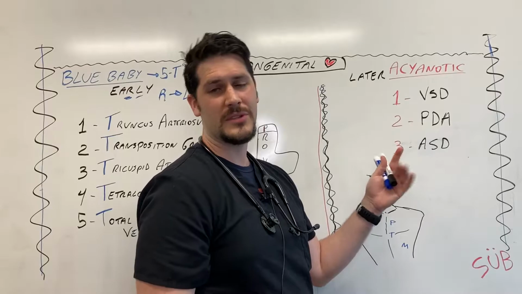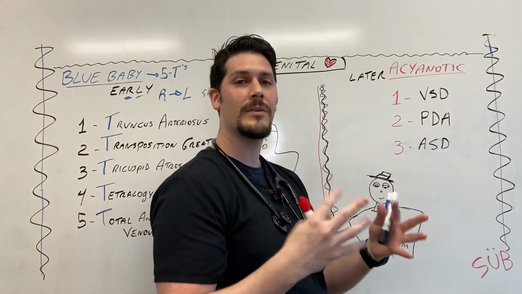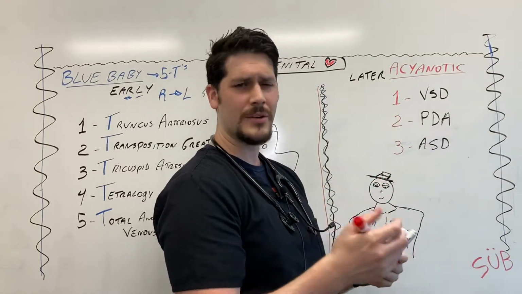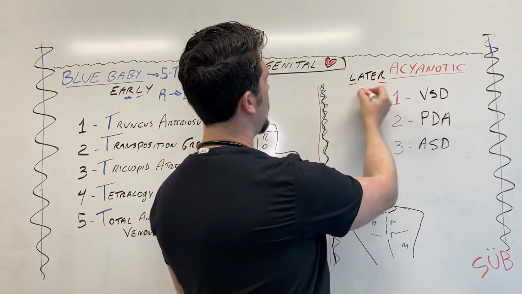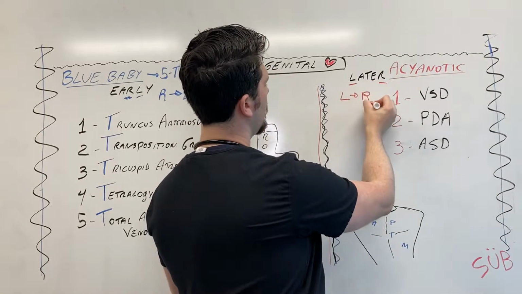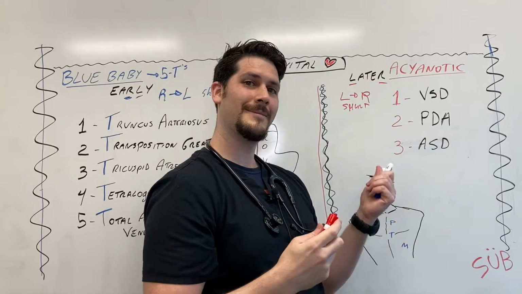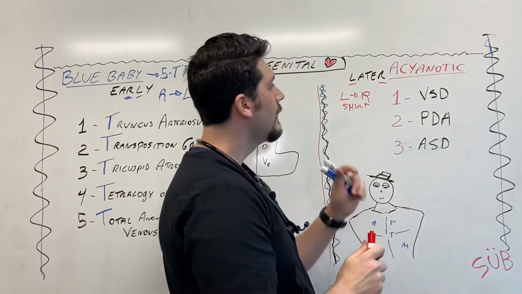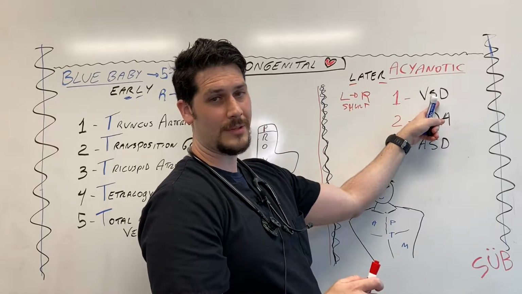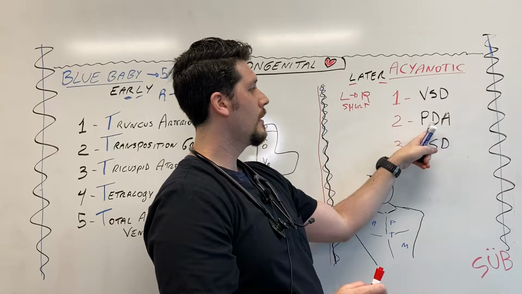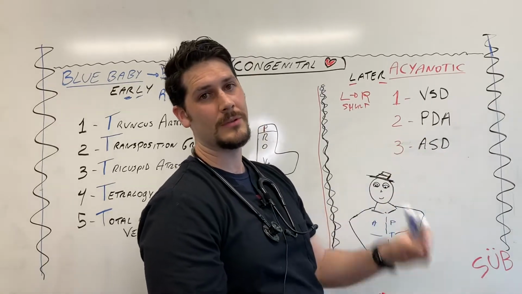Acyanotic baby. No cyanosis. Later in life, because later in life you may have reversal of the shunt leading to Eisenmenger syndrome. But look at this, later. LR, left to right shunt. Okay? Easy peasy. Most common, number 1, VSD, ventricular septal defect. Number 2, patent ductus arteriosus. And number 3, ASD, atrial septal defect.